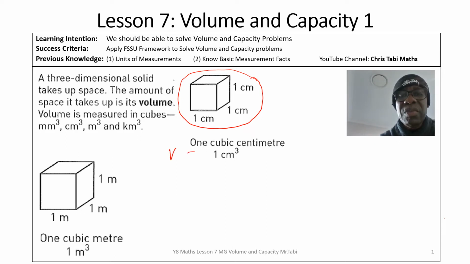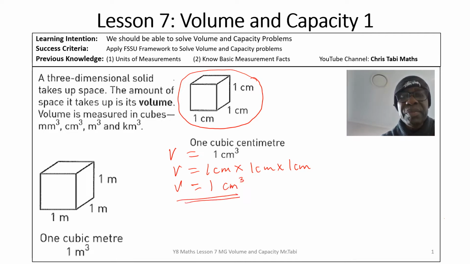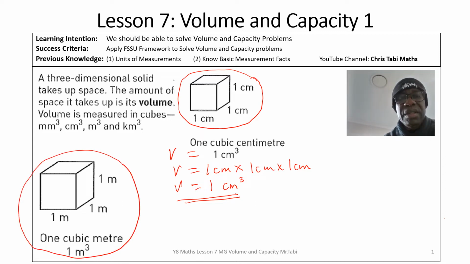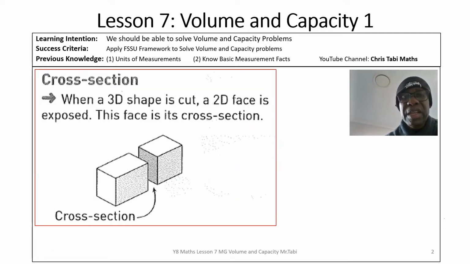centimeter. So volume will be equal to 1 cubic centimeter because the volume is simply 1 centimeter times 1 centimeter times 1 centimeter. And that gives us 1 cubic centimeter. The same thing applies to a 3D solid of dimensions 1 meter by 1 meter by 1 meter. The volume is simply 1 cubic meter. Later on, we'll explore the relationship between the cubic centimeter and the cubic meter.